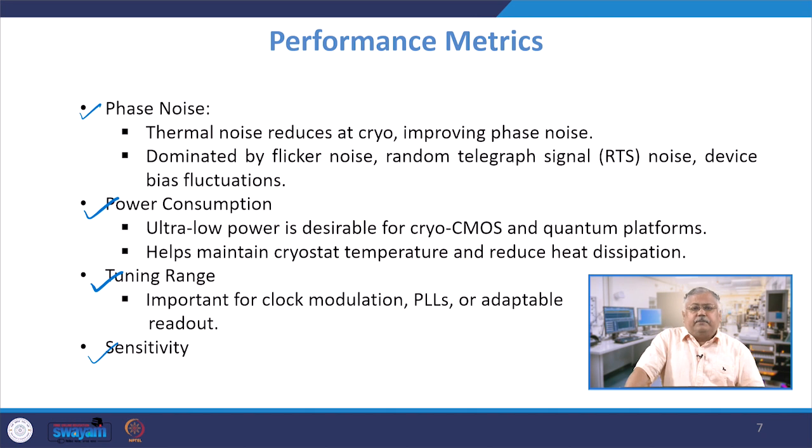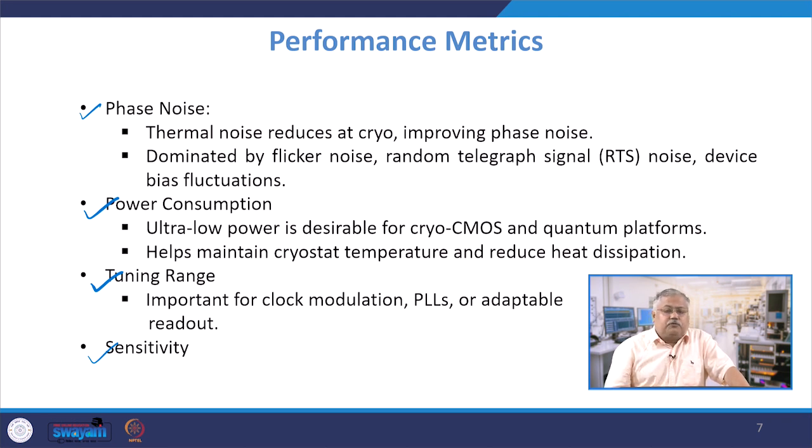Tuning frequency basically means how much you are tuning your oscillators to, right? Why? Because these oscillators are also used in PLLs, phase lock loops, as well as in adaptable readout circuitry, where the frequency needs to be changed, say from 5 gigahertz to 5.5 gigahertz, right? So, you need to have a large tuning range for the oscillators to work properly at such high frequency.